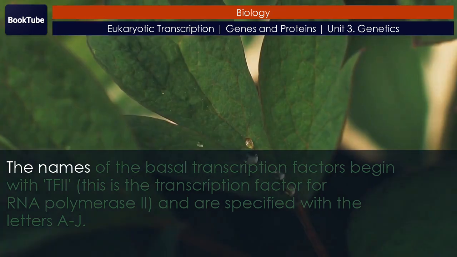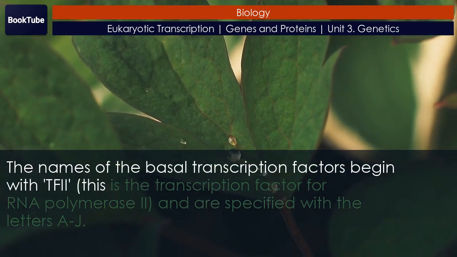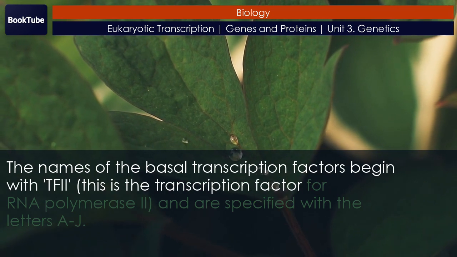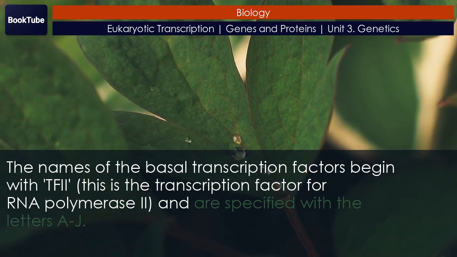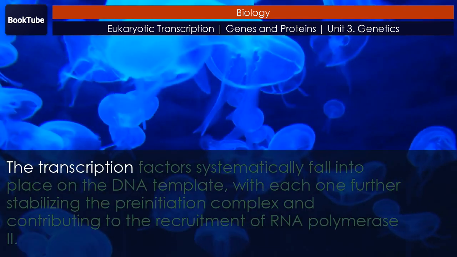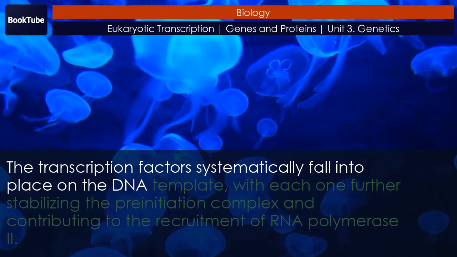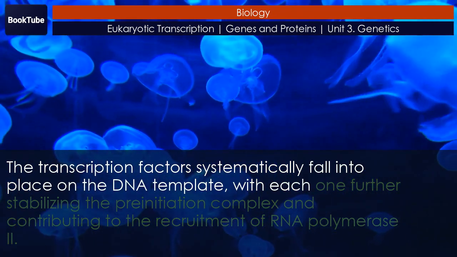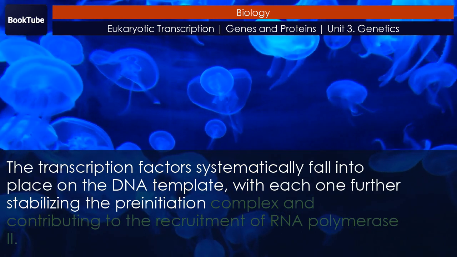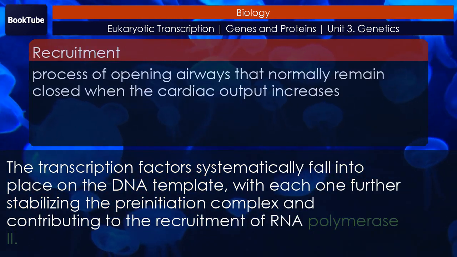The names of the basal transcription factors begin with TFII. This indicates a transcription factor for RNA polymerase II, and they are specified with the letters A through J. The transcription factors systematically fall into place on the DNA template, with each one further stabilizing the pre-initiation complex and contributing to the recruitment of RNA polymerase II.